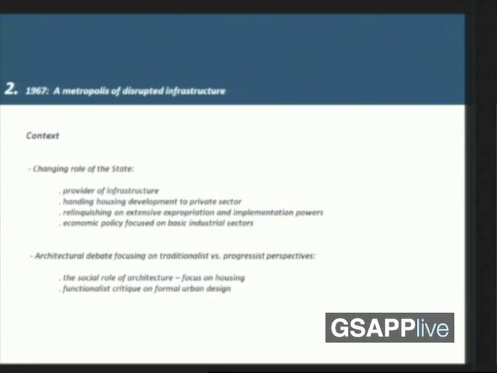So, going to 1967, it's important to address the context, which is mainly based on the changing role of the state, which no longer will be the sole provider of infrastructure and housing development, but will focus solely on infrastructure, relinquishing the extensive expropriation powers that it had gained in the previous period, and leaving housing development to the private sector. It also focuses on an economic policy based on industrial sectors. The building industry and the chemical industry are associated with the most important planning developments.